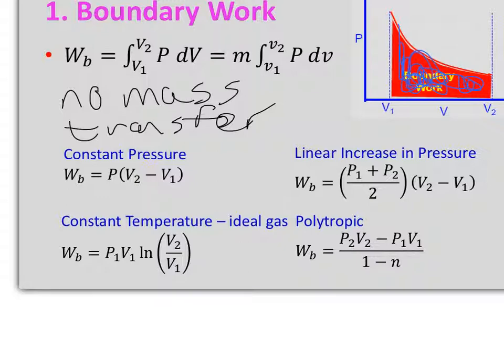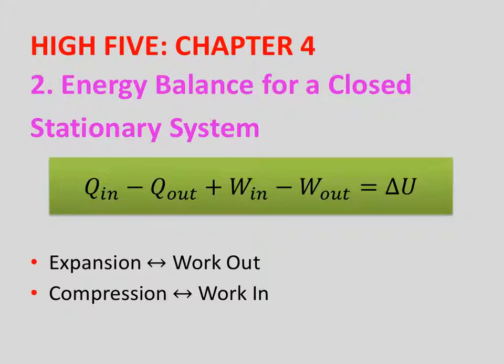So for ideal gases, ones that have constant temperature, these are the formulas for work boundary. Work boundary is P1 V1 times the natural log of V2 over V1. Or written another way, work boundary is pressure 2 V2 minus pressure 1 V1 over 1 minus n. Now these are basic formulas for that part of Chapter 4.